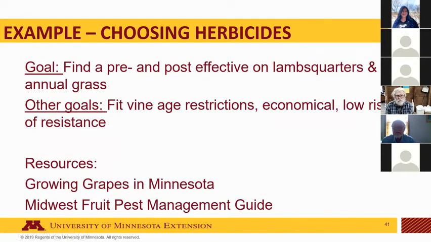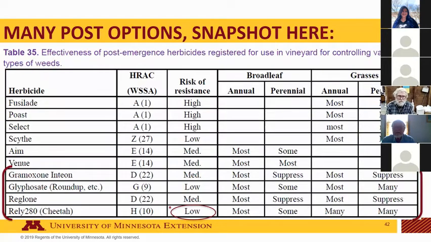So their goal is to find, let's say, for the sake of this simple example, one pre-emergent and one post-emergent option that are effective on lamb's quarters and annual grasses. Other goals, we also want to fit in with vine age restrictions. We want the products to be economical, and we want to have a low risk of resistance. So we're going to use the Growing Grapes in Minnesota and the Midwest Fruit Pest Management Guide to find a couple of products here.